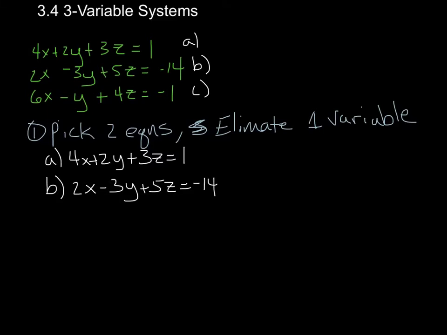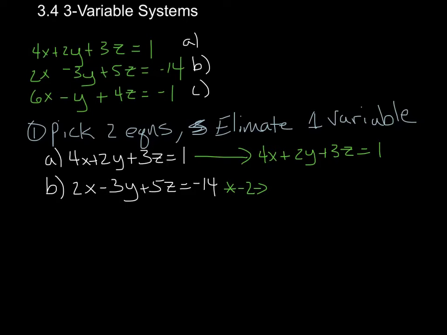And again, you could have picked different ones. I'm just choosing those. Now, what I have to do with them is I have to eliminate one variable. And I'm going to do that the usual way. The top equation I'm going to leave alone. So that's just 4x plus 2y plus 3z equals 1. But the bottom equation I'm going to multiply by negative 2.